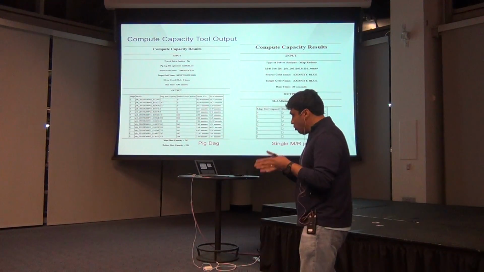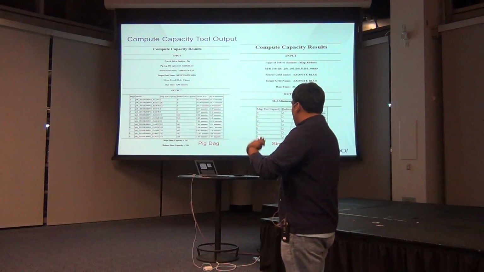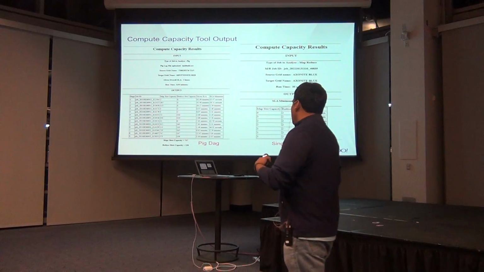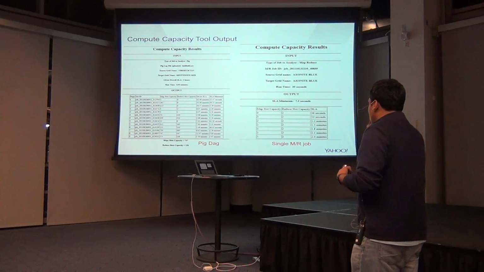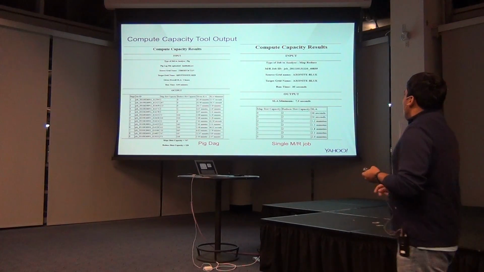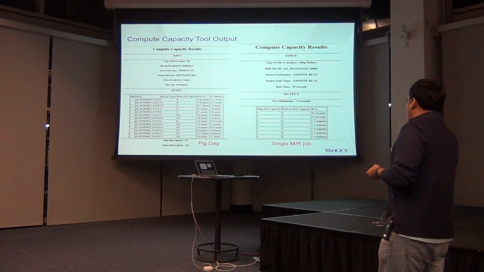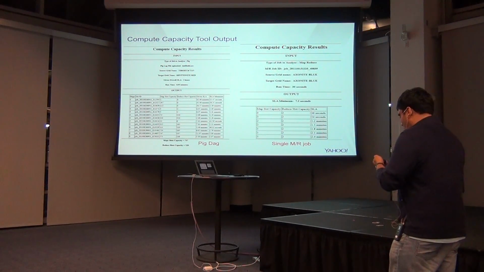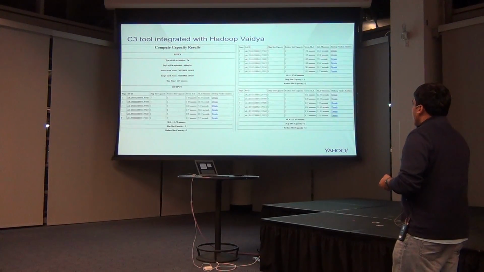Stage 1 is 2 jobs running in parallel. Stage 2 is when another job runs after that, and Stage 3 is when more jobs run. It gives you the map slots and reduce slot capacity on another grid that we have. Similarly, this is the same thing for a MapReduce job for one SLA. It gives you how much time it takes for different SLAs.